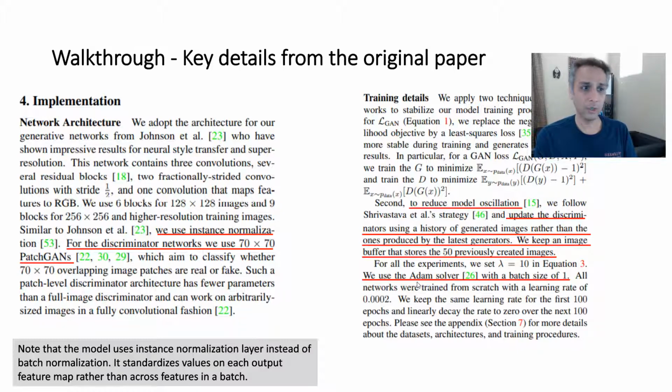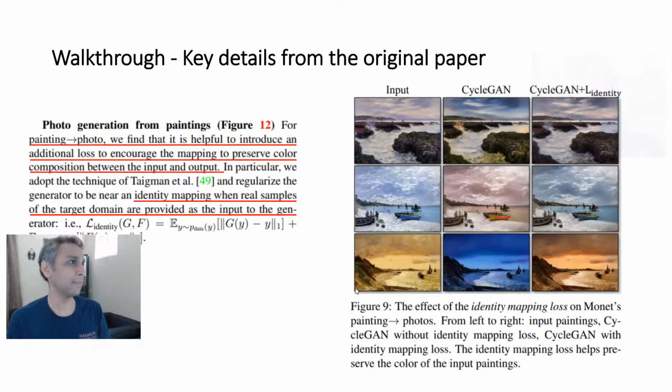And of course, they are using a very similar approach as pix-to-pix and other GANs, which is using the Adam solver with a batch size of 1. So one image at a time, that's their batch size. And they're training at a learning rate of 0.0002. And if I remember, this is exactly the same as pix-to-pix. Let's move on to understand the next aspect.